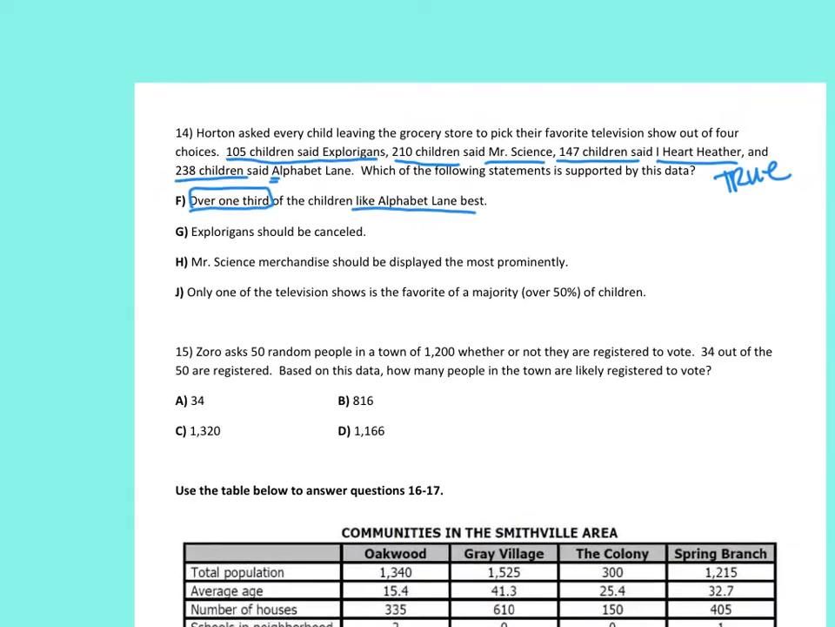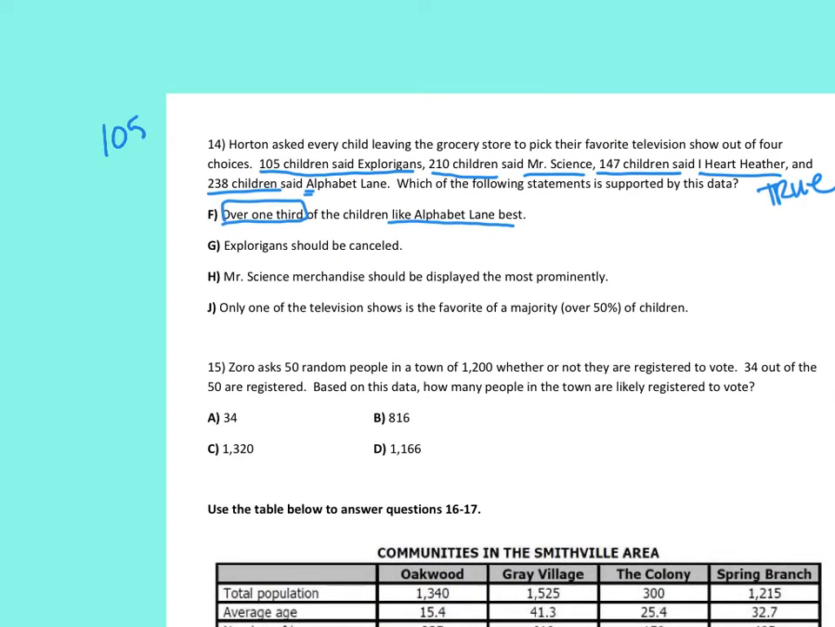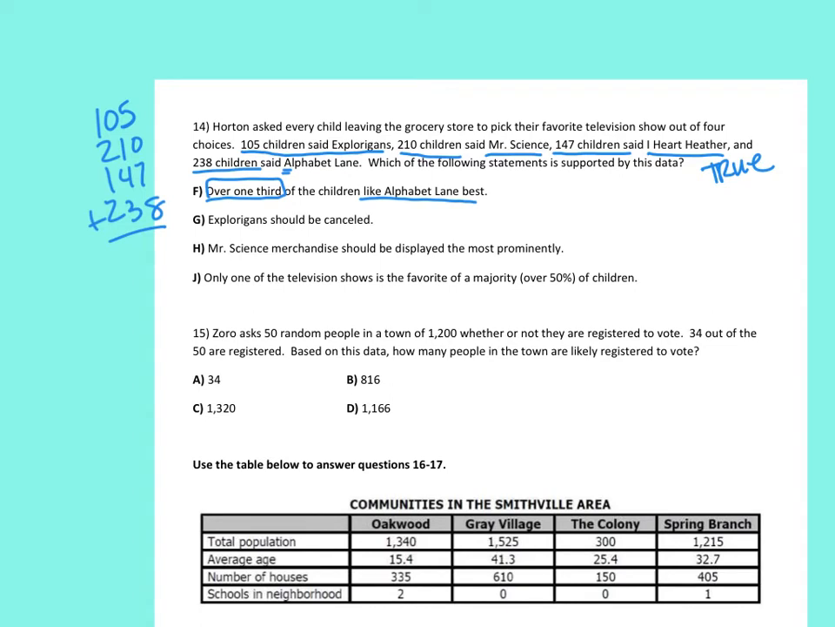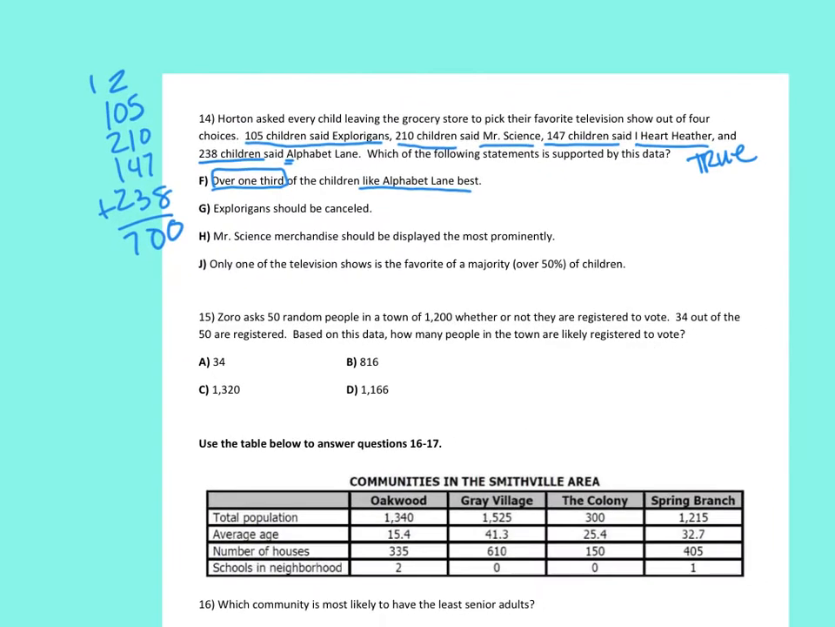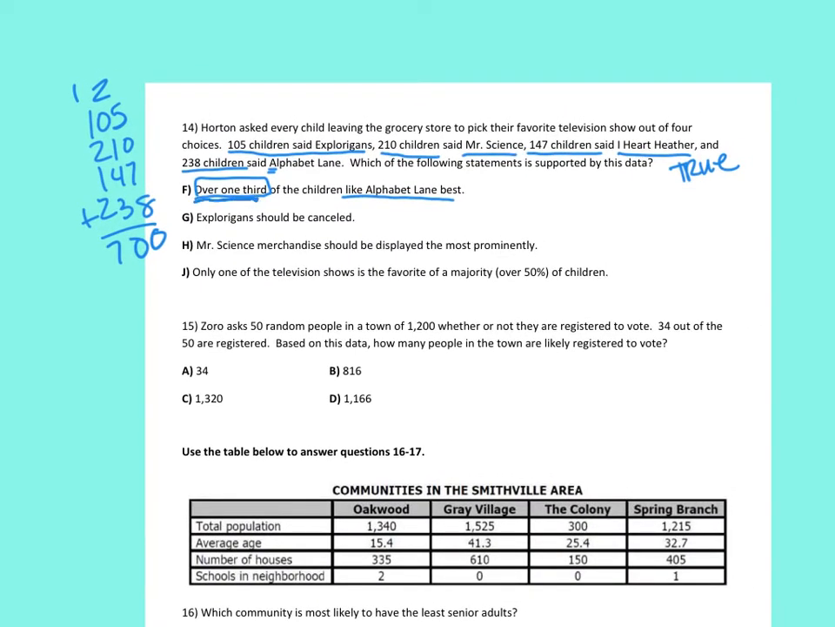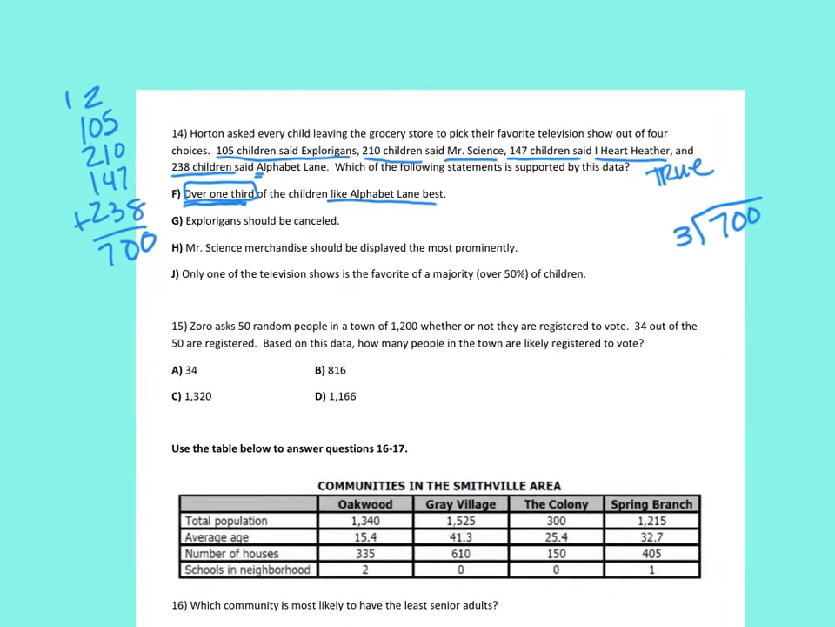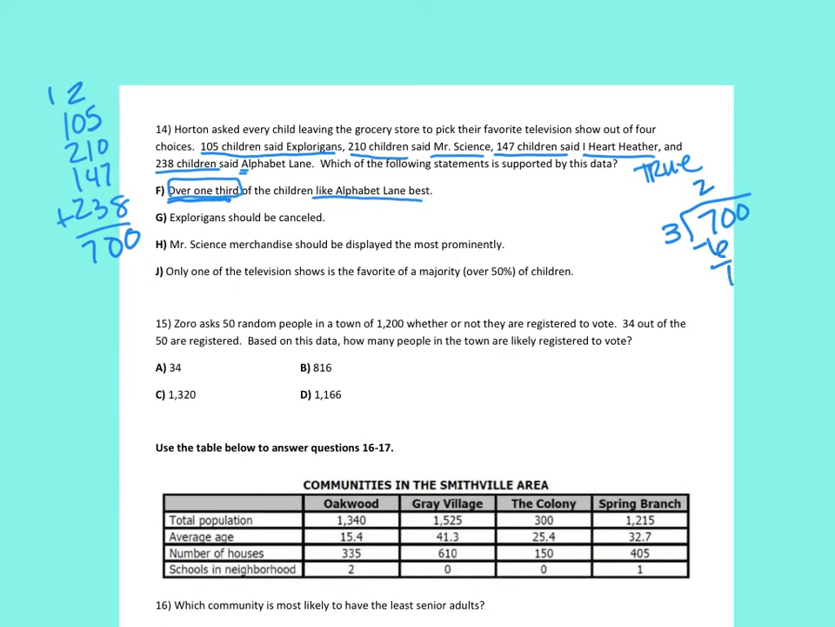To figure that out, we'd have to add all of the kids up together. So 105, 210, 147, and 238. We have to figure out how many kids were asked all together. That's 700. If it says over 1/3, I need to see what 1/3 would be. So I'm going to take that total 700 and divide it by 3, because that would be 1/3 of them.